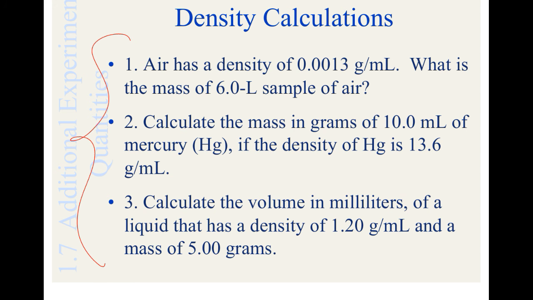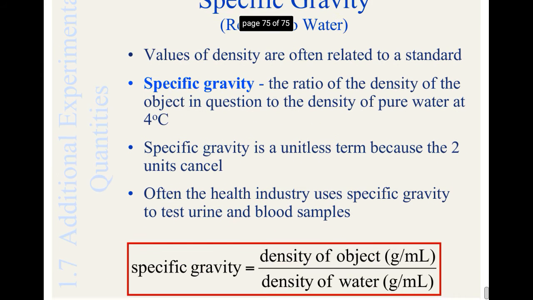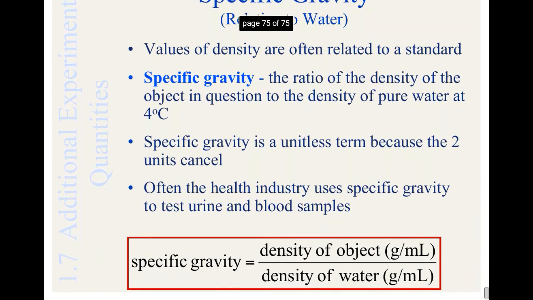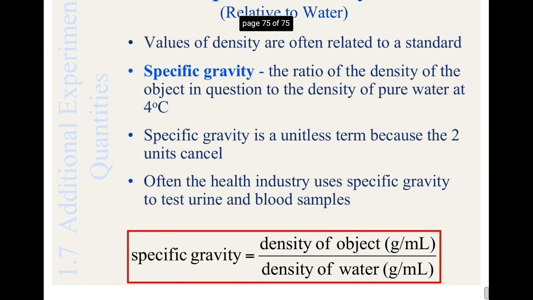And the last concept, after the density calculations, which you can take a look at on your own time, it's a good idea to try all three of these, is the concept of specific gravity, which, for Chemistry 101, we deal with specific gravity relative to water. So values of density are often related to a standard. In our class, we're mostly going to be talking about relating it to water at 4 degrees Celsius. And if you remember from the table that we looked at, the density of H2O is equal to 1.000 grams per milliliter at 4 degrees Celsius.